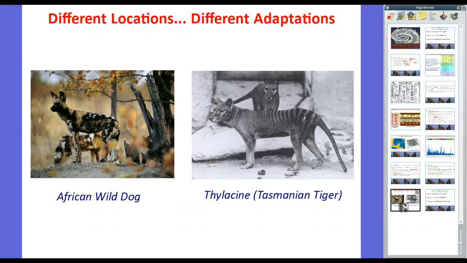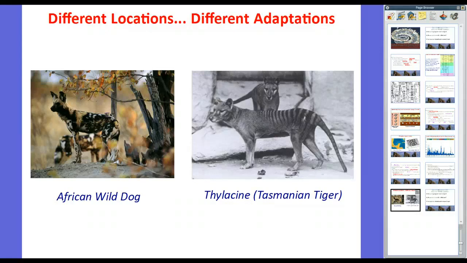The thylacine was in Australia, and because they had similar ecological niches, if you look at their bodies and at their shapes, what do you notice about them? They have broadly similar features. You notice their faces are kind of the same, and they were both predators and they preyed on small animals. Thylacine sometimes ran in packs, sometimes individually. African wild dogs have pack mentality, and they don't operate alone.